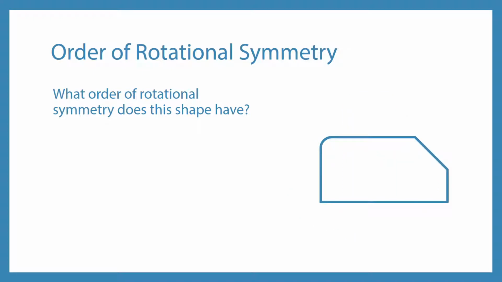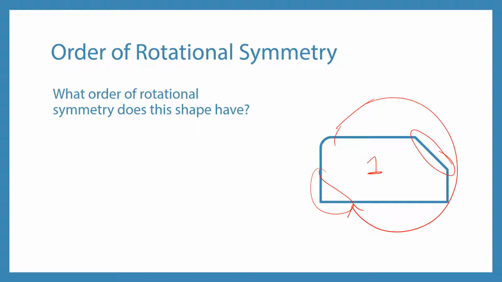How about this shape? So if we rotate it, it doesn't match at 180 degrees because of this corner piece, doesn't match the corner that we started with. So we keep going, and now it finally does match. So even though it doesn't match the whole way through, because it will match when it gets to the beginning, it has order 1.